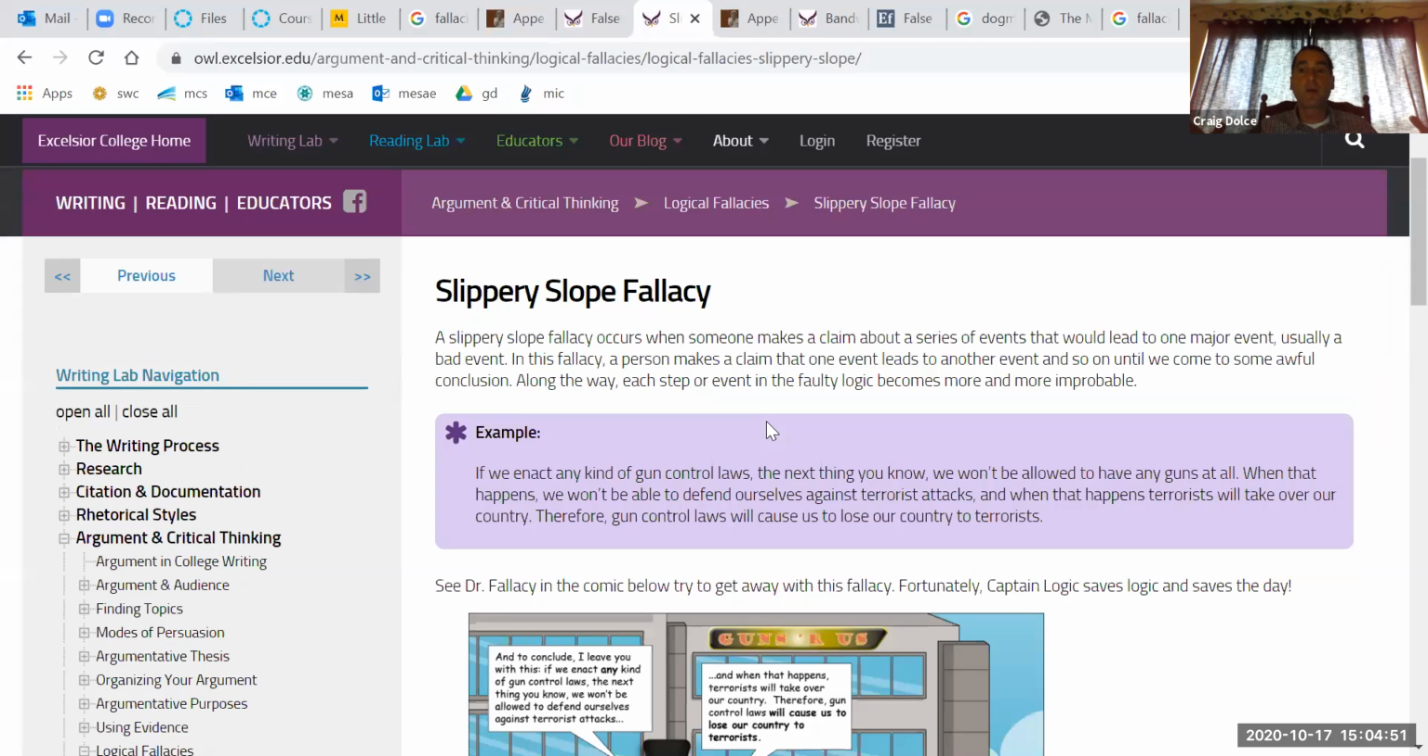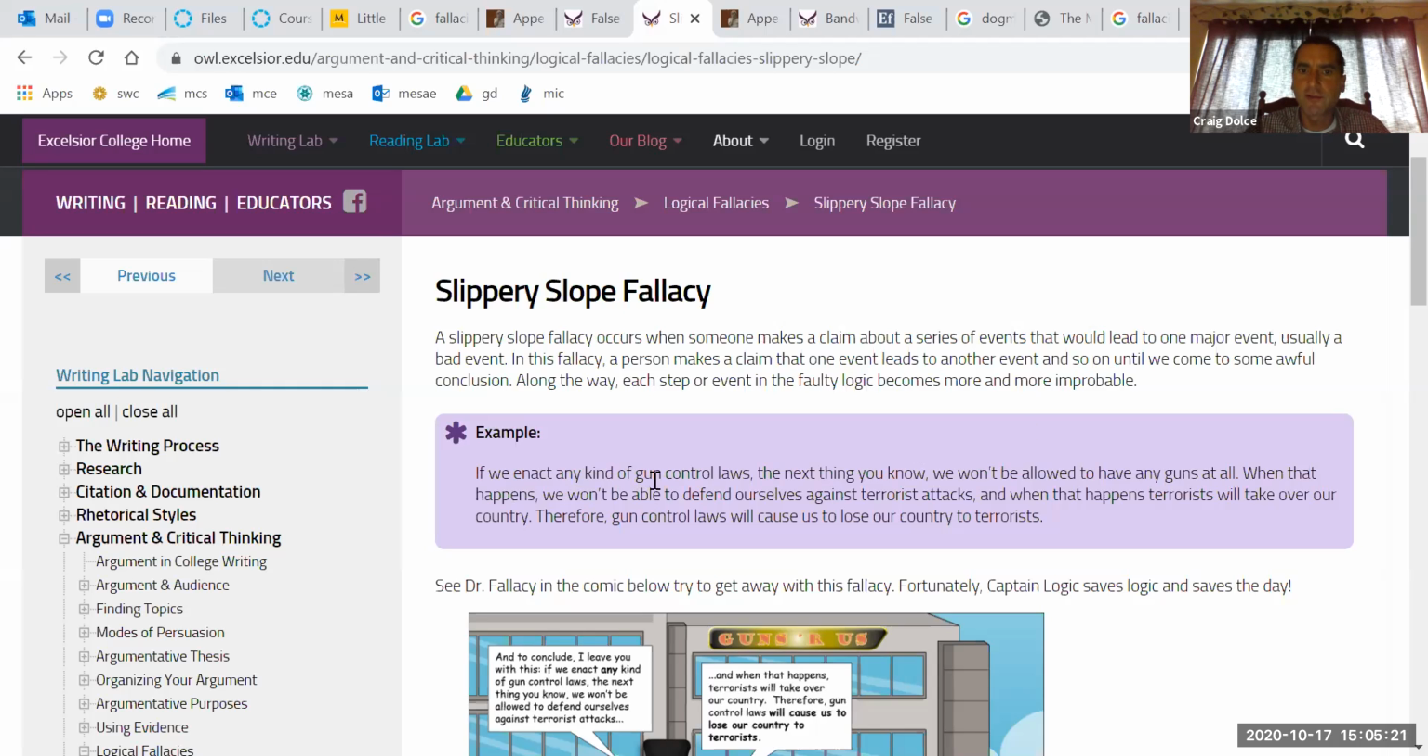And this one is a combination of either-or and scare tactics, because it's essentially saying if this, either, right, this happens or this will happen, right? Here's the example. When someone makes a claim about a series of events that lead to one major event, usually a bad one. In this fallacy, a person makes a claim that one event leads to another, until we come to some awful conclusion, right? Along the way, each step or event in the faulty logic becomes more and more improbable.